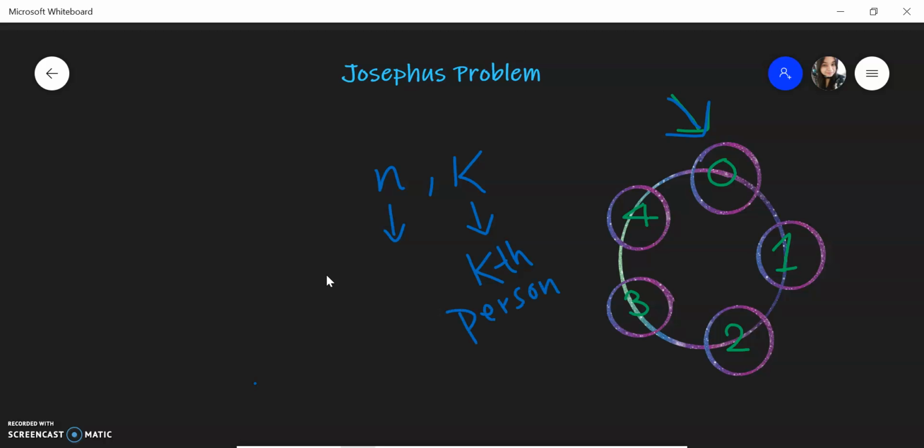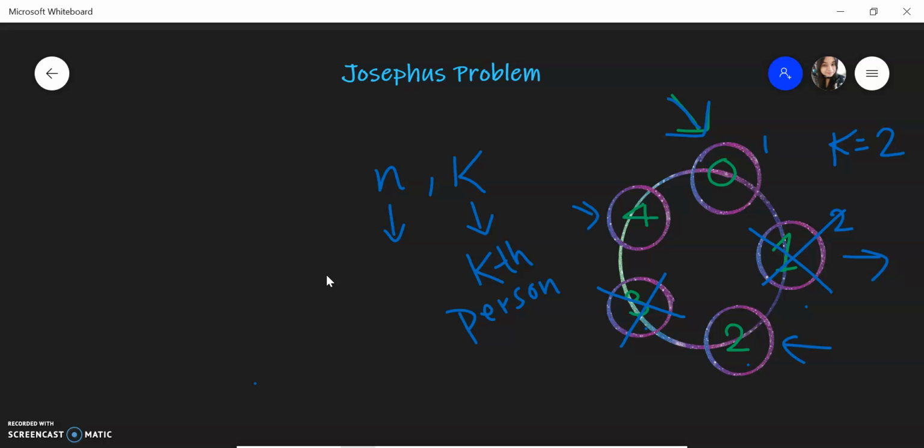For example, suppose k is 2 and we started from 0. So we'll count from here 1, 2. So we'll kill the person at the second position. So now this is out of the game. Then again the control moves to the next person from here. So again we start and count from here 1 and 2. We kill the second person.